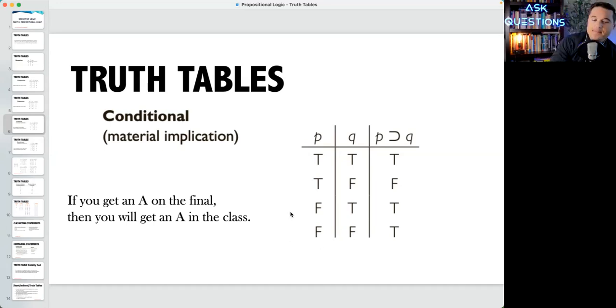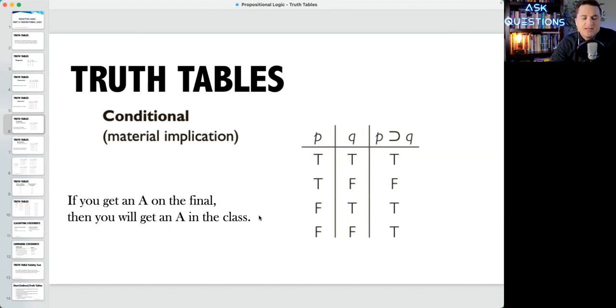In the third scenario, hopefully this makes sense to you, but what happens? You didn't get an A on the final. And yet when you go to look at your grade at the end of the term, an A shows up. So did I break my promise? It's like you didn't hold up your end, and yet I still delivered. Does that mean that I lied? Well, no, because I didn't say the only way to get an A in the class is to ace the final. If I had said that and you got an A even though you didn't ace the final, then I lied. But notice I didn't say this is the only way.